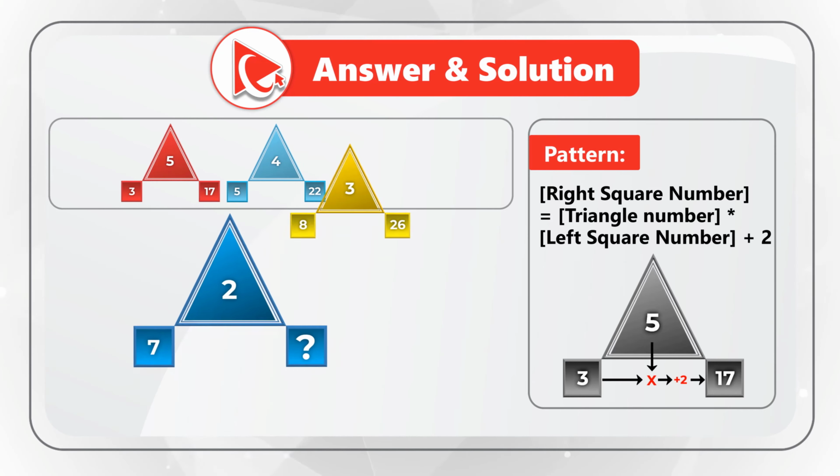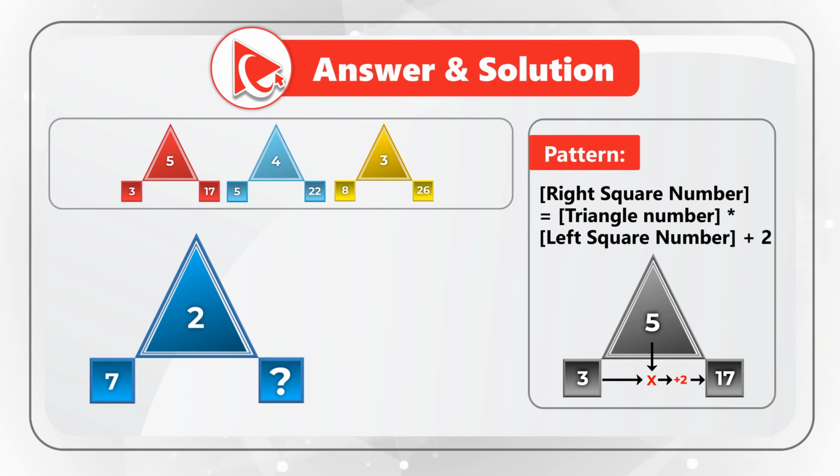And now comes the missing number. To calculate it, we need to multiply 2 by 7, which would be equal to 14. And then add 2, and the end result of this would be 16. So the correct answer here is choice C, 16. Did you get to the same answer? If not, please make sure to post your answer and solution in comments.